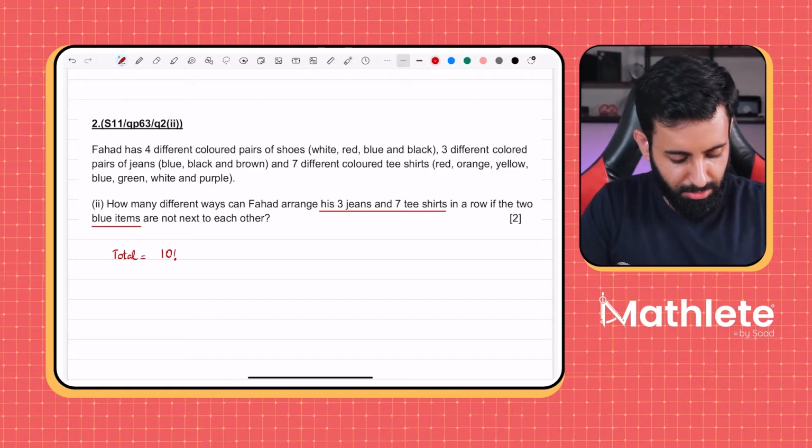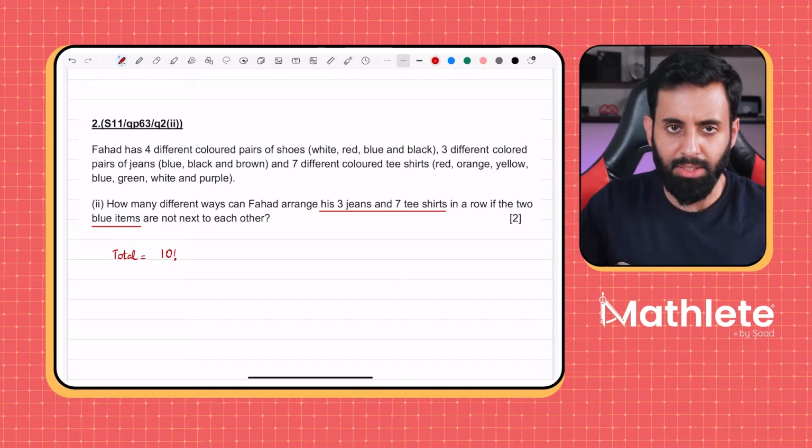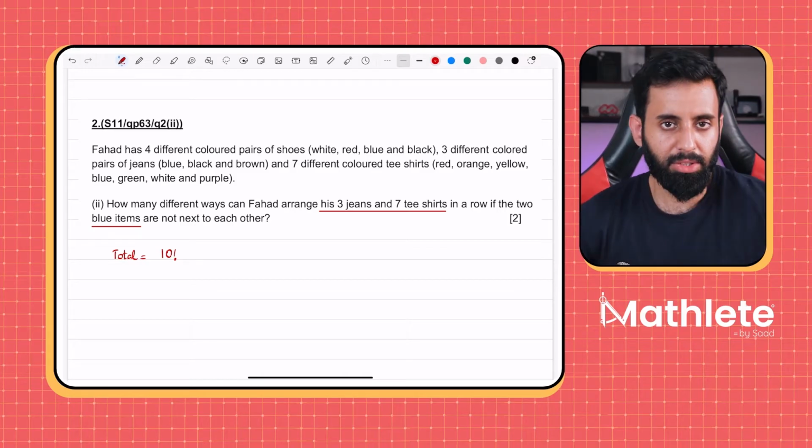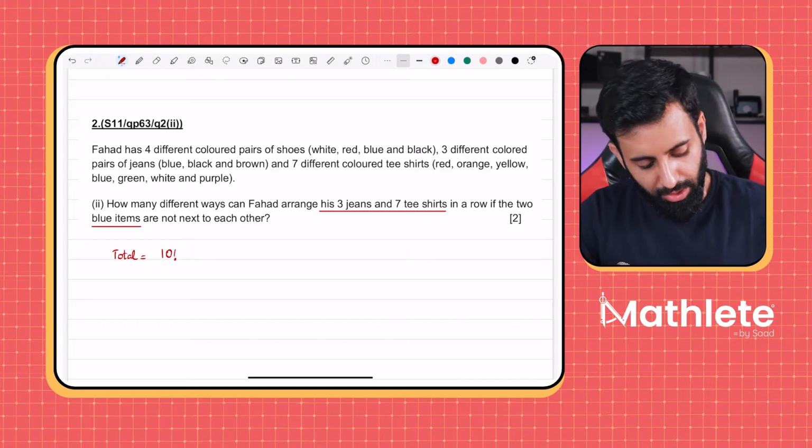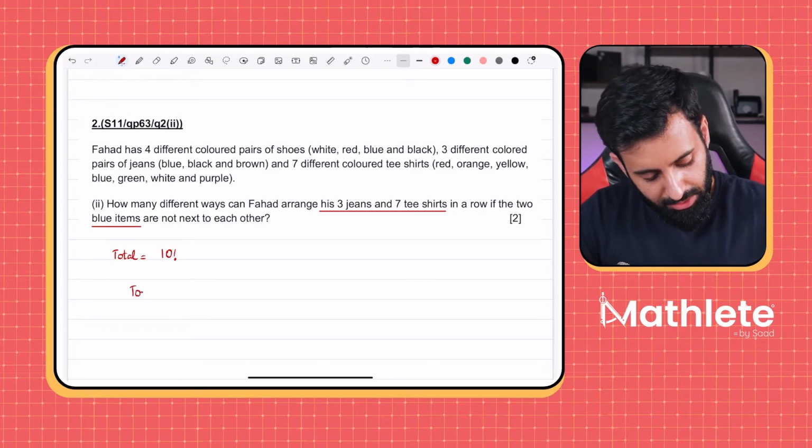It's going to be a huge number, but don't freak out. Or in fact, let's just leave it as it is. Okay, let's not work it out. We can just work out the final answer. That way we won't have to write down such huge numbers over and over again. So let's find out the number of ways that they are together.